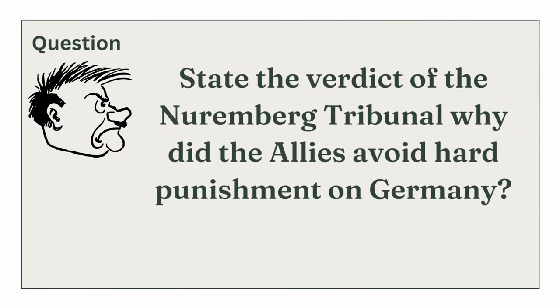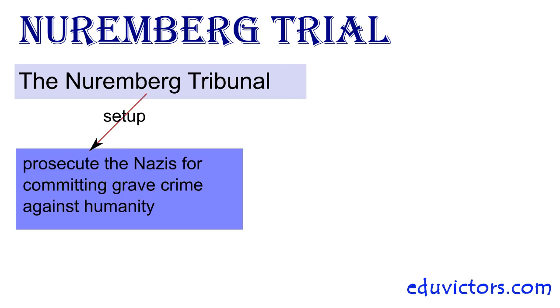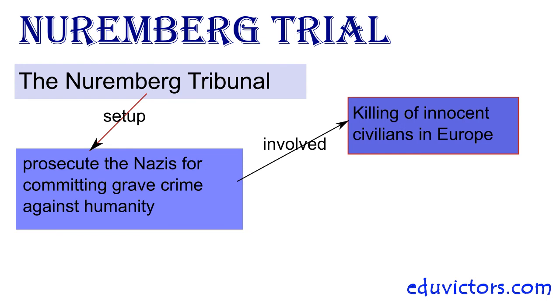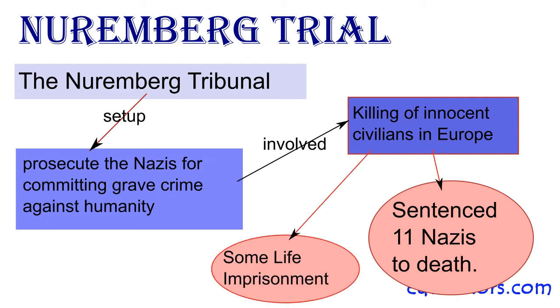State the verdict of the Nuremberg Tribunal. Why did the Allies avoid hard punishment on Germany? The Nuremberg Tribunal, which was set up to prosecute the Nazis for committing grave crimes against humanity, which involved the killing of innocent civilians in Europe, sentenced only 11 Nazis to death. Some were given life imprisonment.